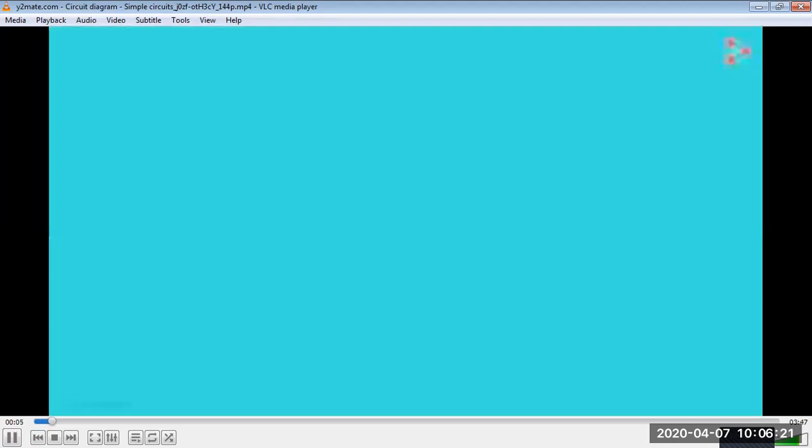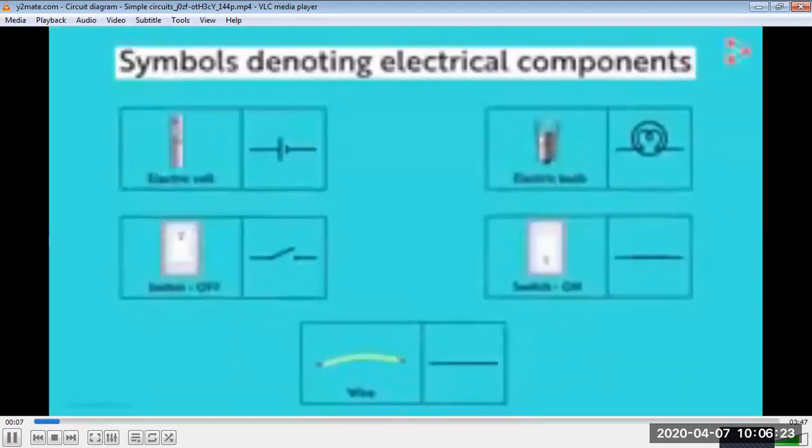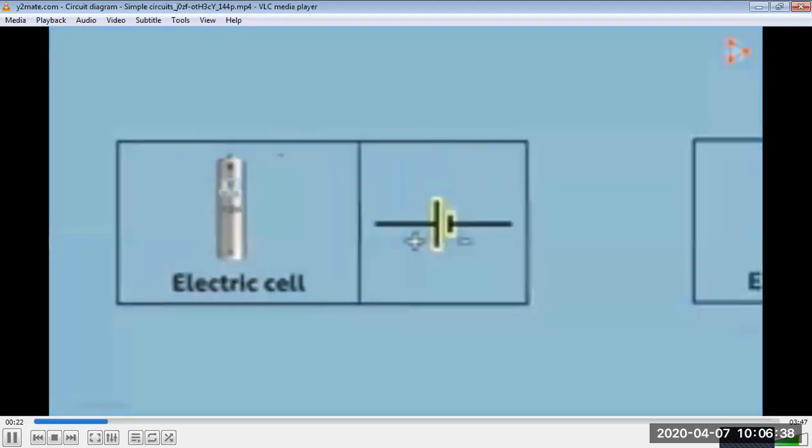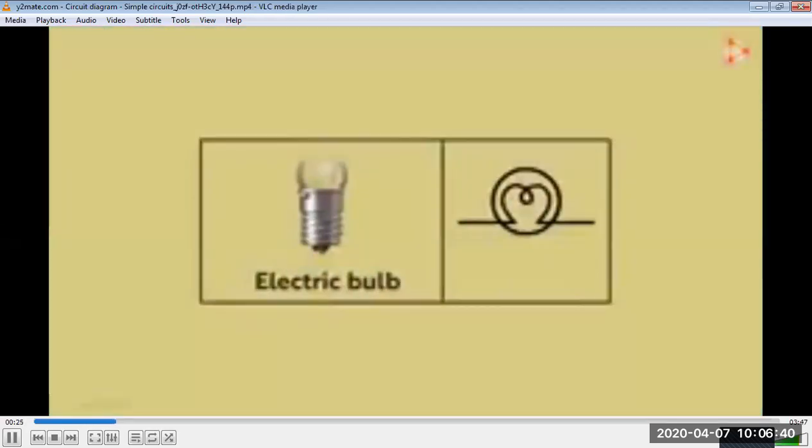In the last video, we saw symbols of a few basic electrical components used in a circuit. This is a symbol representing a battery, which is a 1.5 volt cell. This bigger line represents a positive terminal, and the small one represents a negative terminal. This symbol is used for the bulb connected in the circuit. It is just W written upside down in this way and enclosed in a circle.